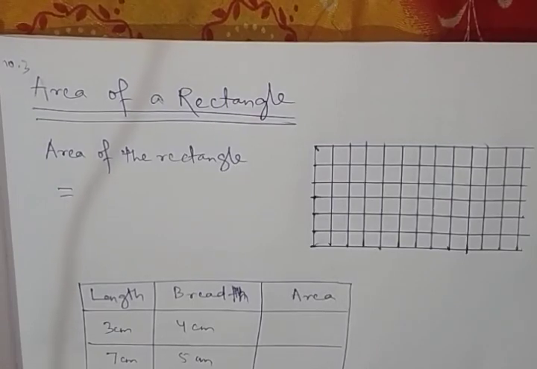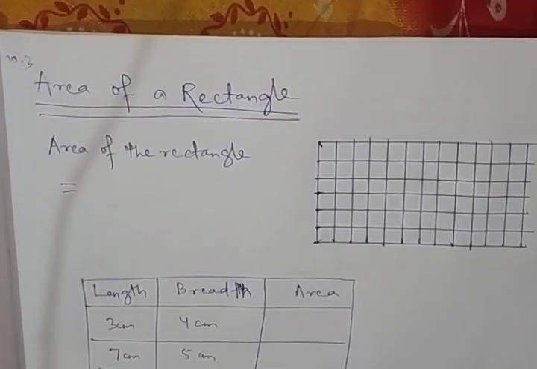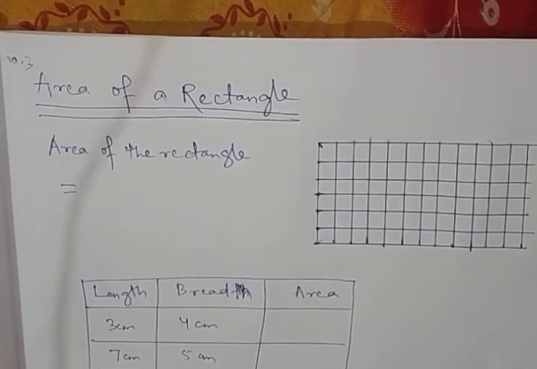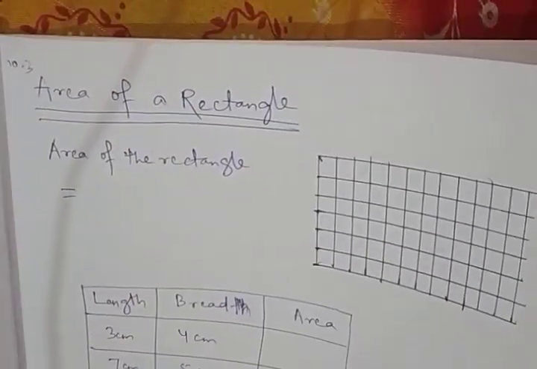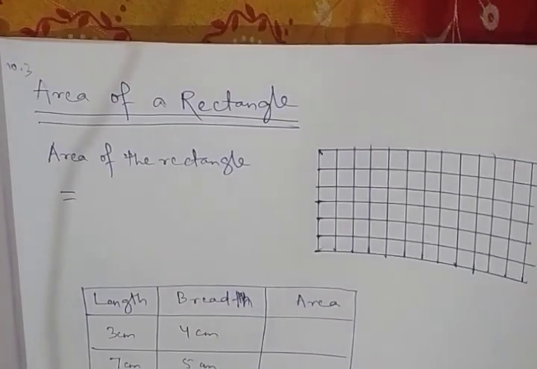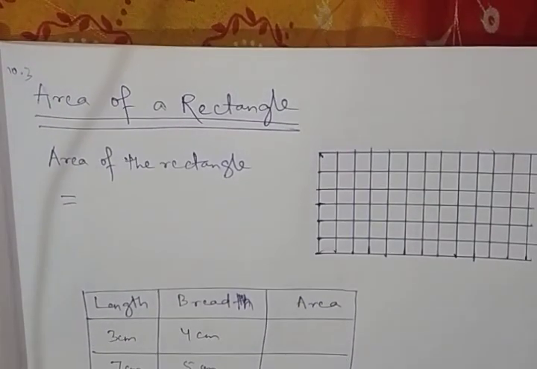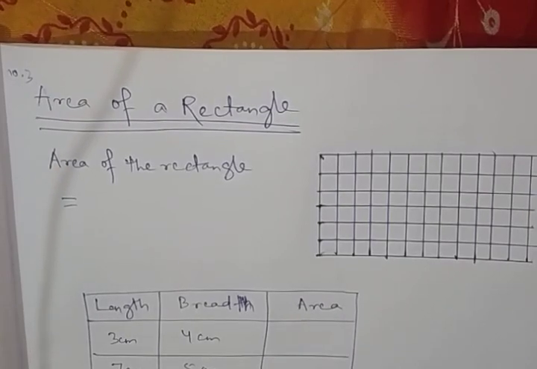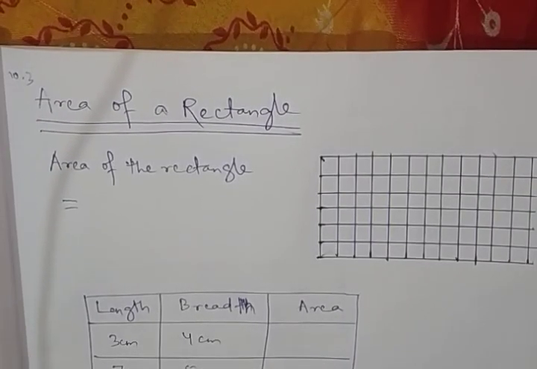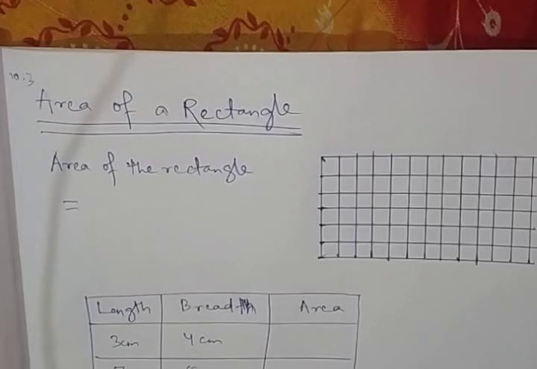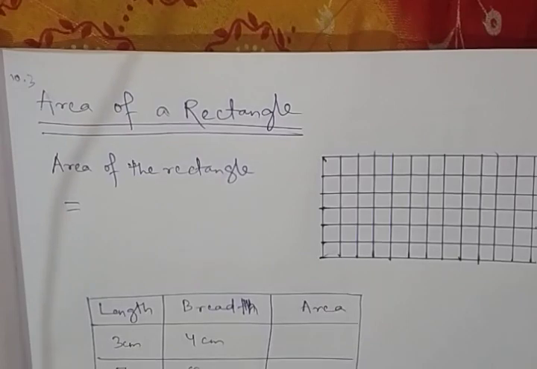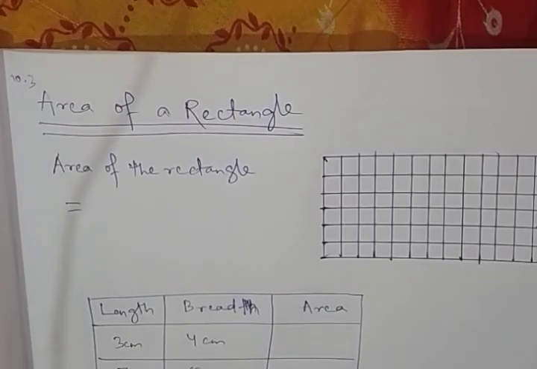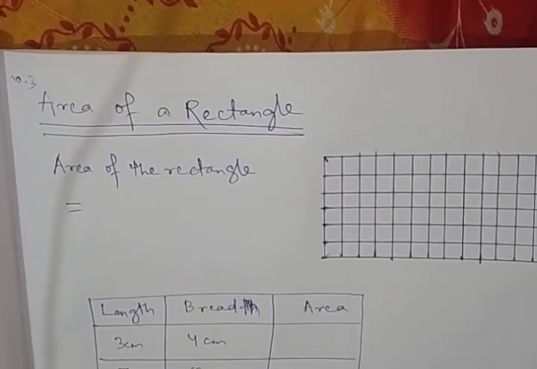Today we are going to study the next part of our mensuration. Here we will find out the area of a rectangle and the area of a square. Last class we studied area and how to find the area of irregular shapes. For those we took the help of graph paper and found the area in square units or square centimeters. So let's find the area of a rectangle.